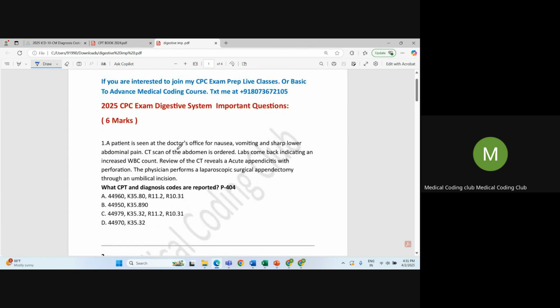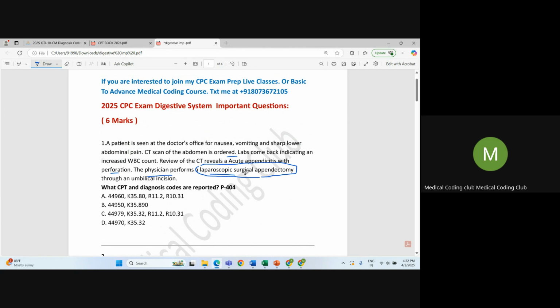First question. Patient is seen at doctor office for nausea, vomiting, and sharp lower abdominal pain. CT scan of abdomen is ordered. Labs come back indicating increased WBC count. Review of the CT reveals acute appendicitis with perforation. The physician performs laparoscopic surgical appendectomy through an umbilical incision. So here the approach is very important. They are doing appendectomy procedure using laparoscopy. So let's find the answer.